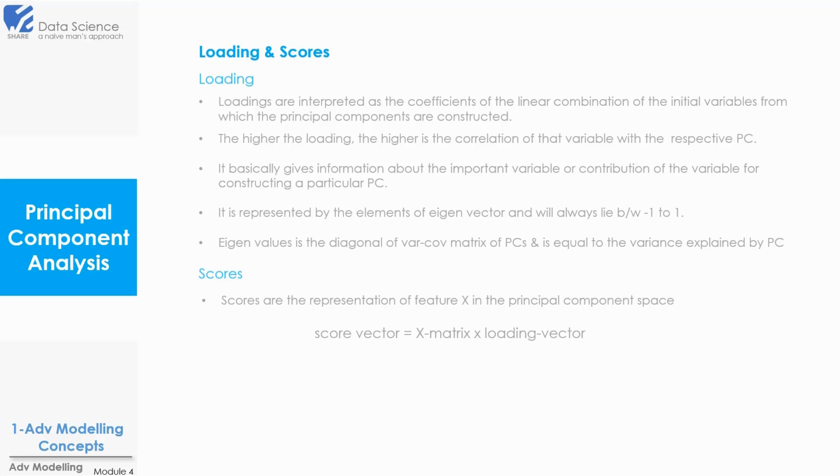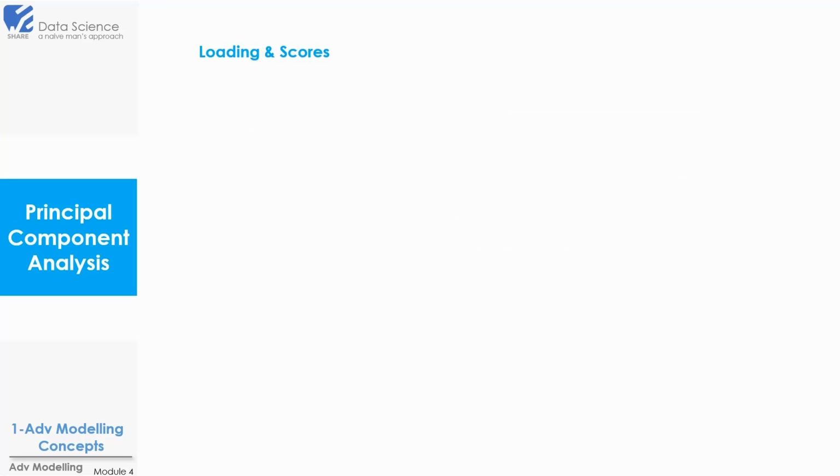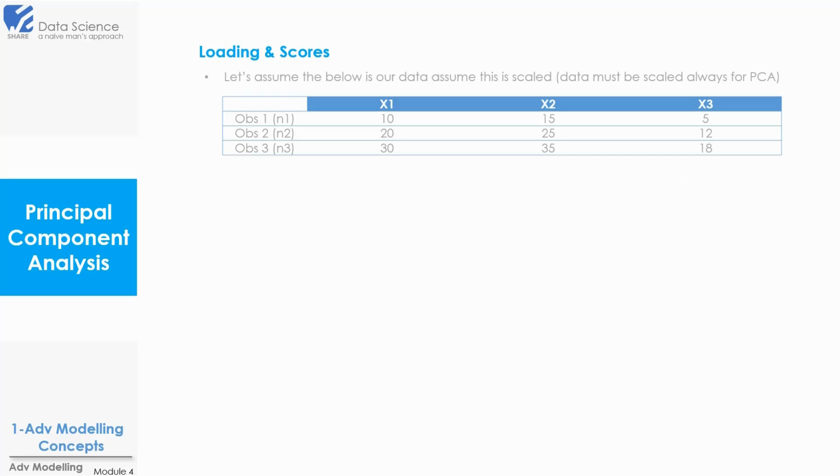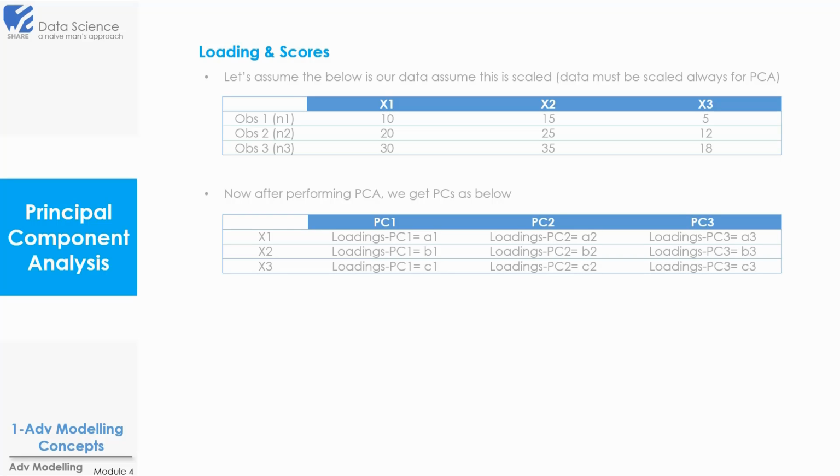Let's understand it through an example. Let's assume below is our data, and let's just assume that this is scaled. Now after performing PCA, we get our PCs as below. Each element of a PC is a loading.